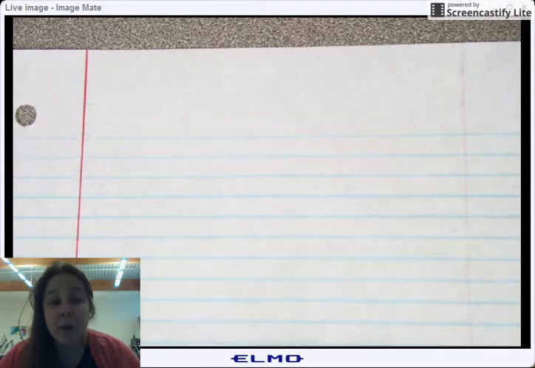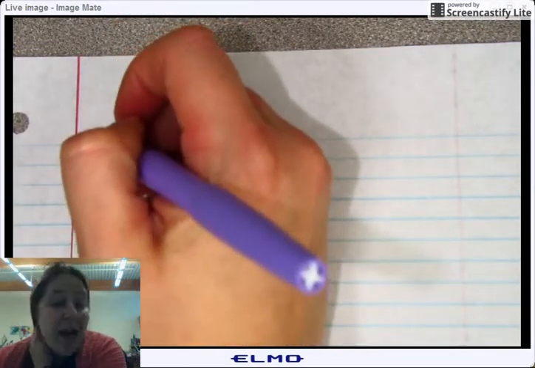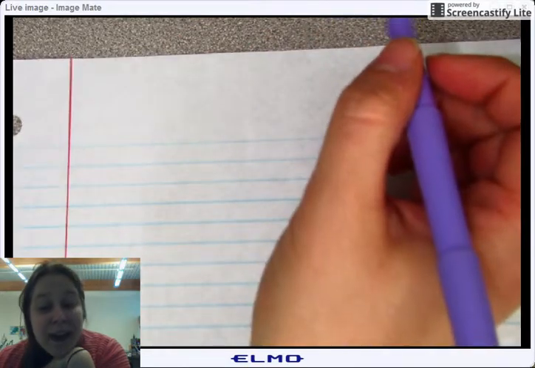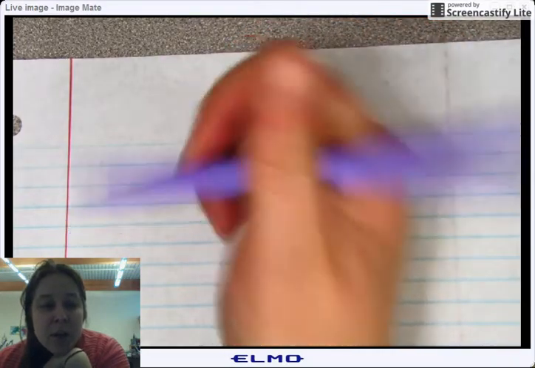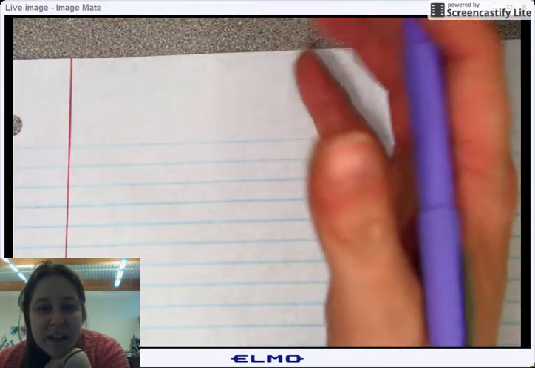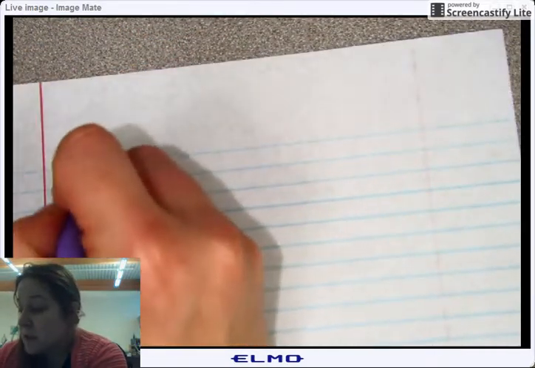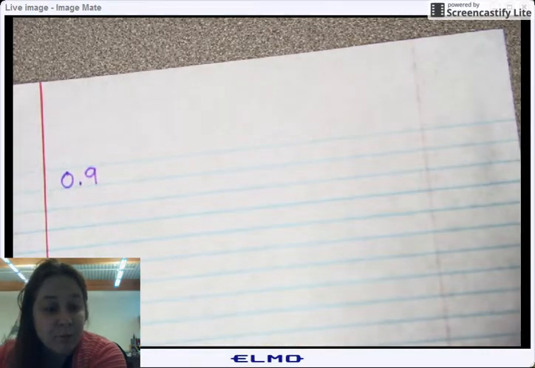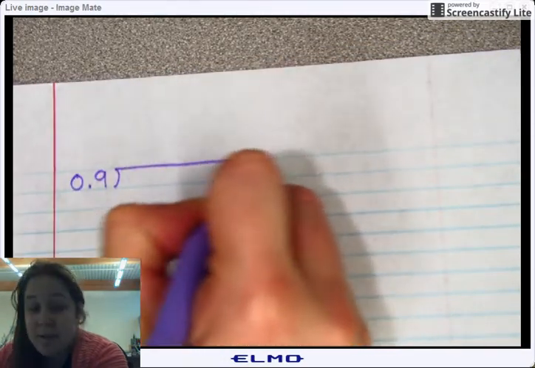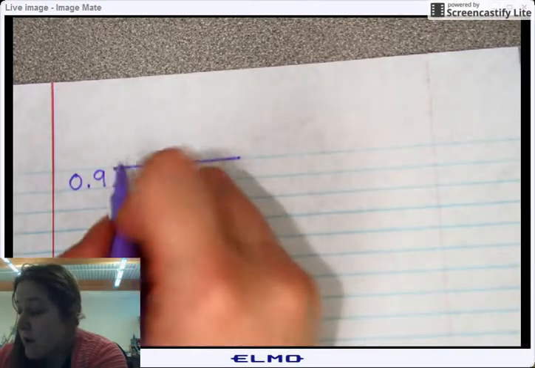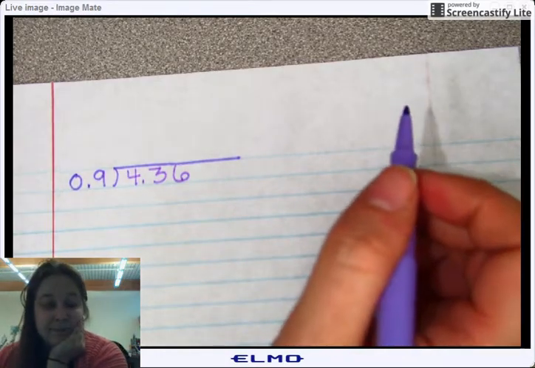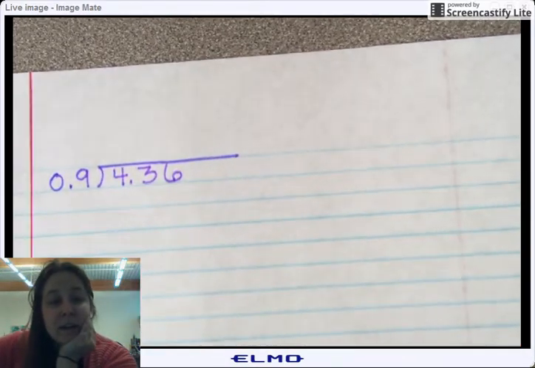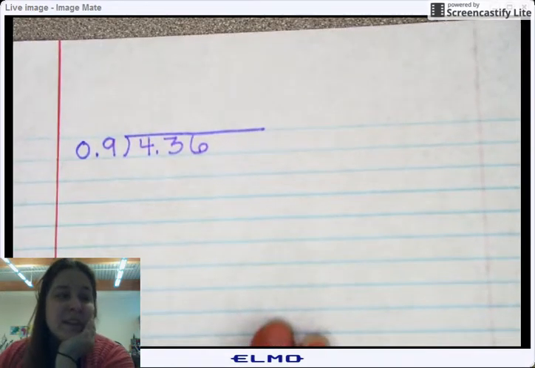On your sheet of paper, I want you to write. We're going to review how to divide decimals. We just reviewed how to multiply decimals last week. So this week we're going to go back over dividing decimals. So I'm going to give you a problem of, let's say, 9.9 divided by 4.36.